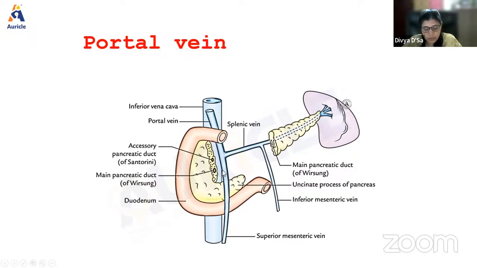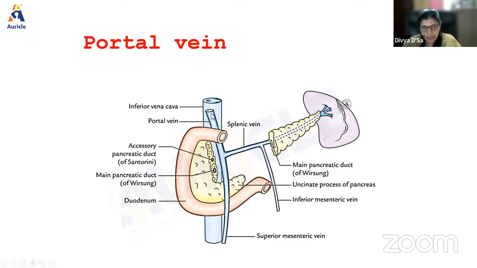So the course of this is divided into an extrahepatic part and an intrahepatic part. So the extrahepatic part, till it reaches the liver, where it divides into right and left portal vein, okay, it measures about 8 centimeters in length and is about 2 centimeters in its width, okay.